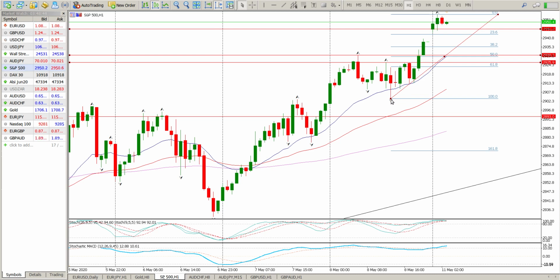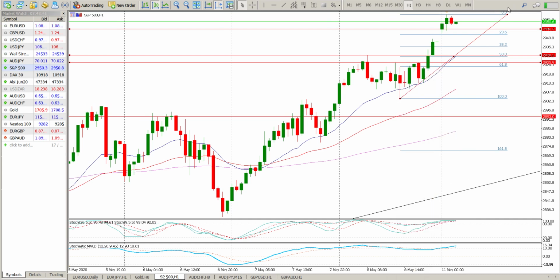That wasn't the indicator we wanted to delete, but anyway. Delete that. Right, so the area that we need to pay attention to right now is this area here. 29.30, 29.25, let's call it 29.26. That is the area I'd like to see a pullback into.